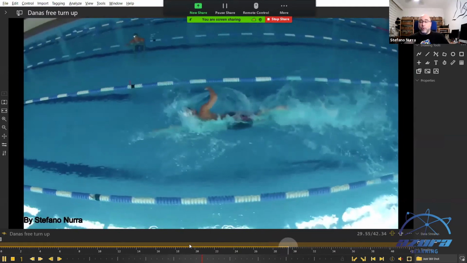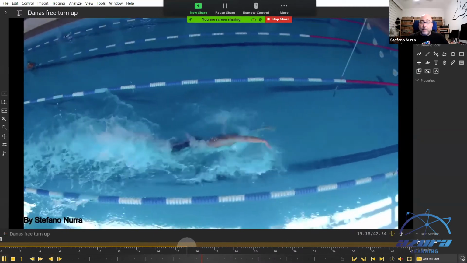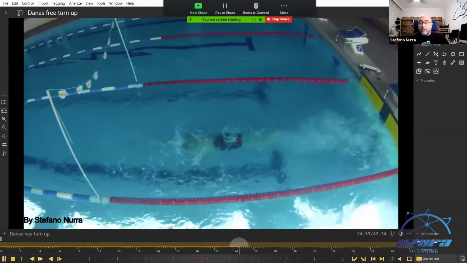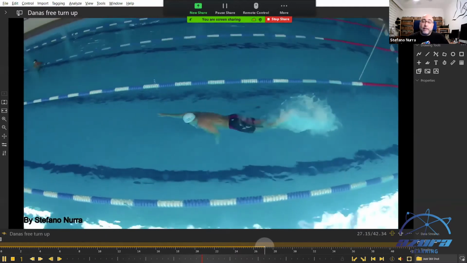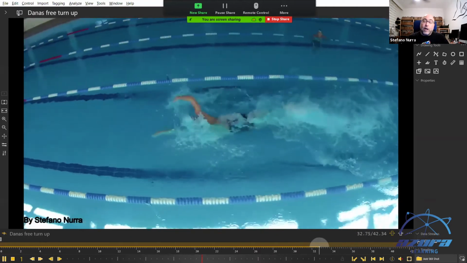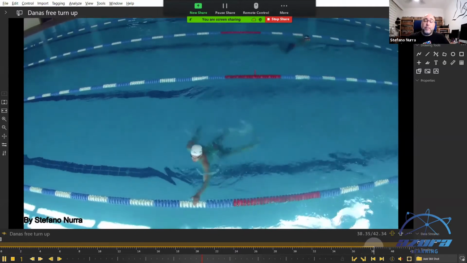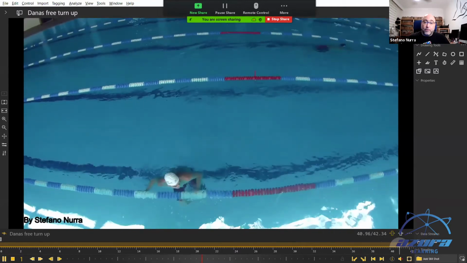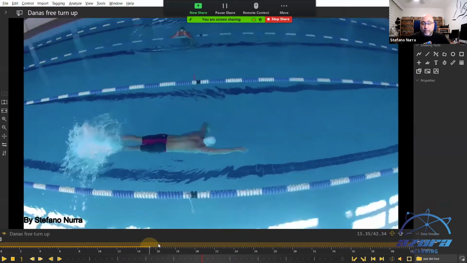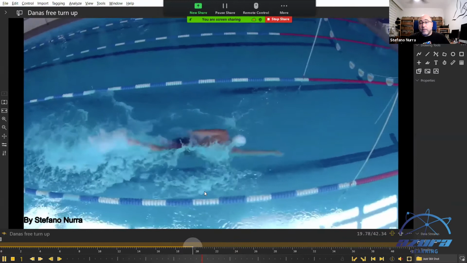Okay, for sure it's a good turn. At first, some little theory. For the turn, we have to try to connect in the best way the swimming and the rotation. A lot of people think that the turn is the rotation. No, the rotation is just a part of the turn. This is very important for me because, as we can see from this video and the next video that I will show you, the action of the turn starts around here.